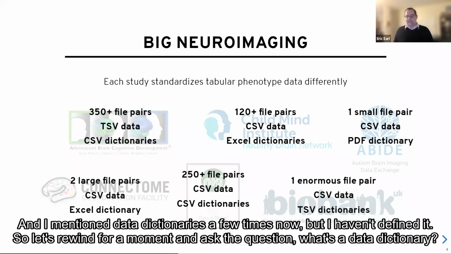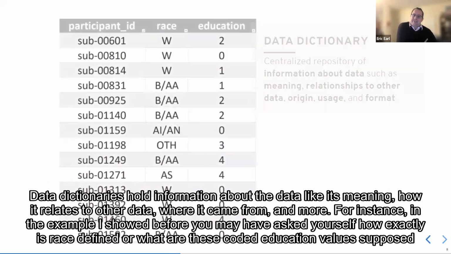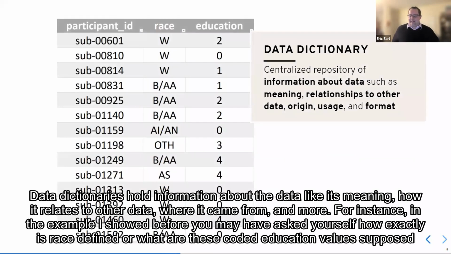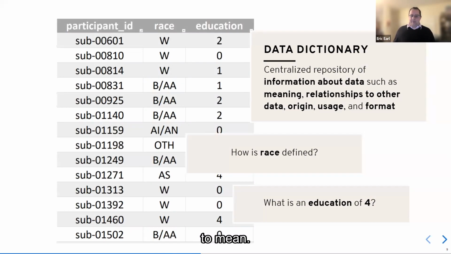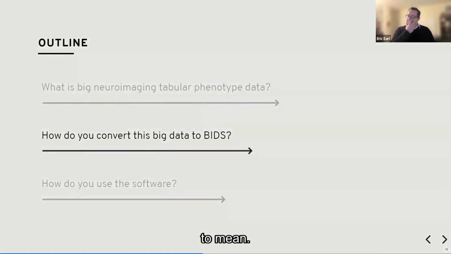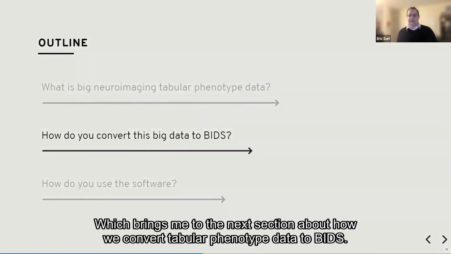And I mentioned data dictionaries a few times now, but I haven't defined it. So let's rewind for a moment to re-ask the question, what's a data dictionary? Data dictionaries hold information about the data, like its meaning, how it relates to other data, where it came from, and more. For instance, in the example I showed before, you may have asked yourself, how exactly is race defined, or what are these coded education values supposed to mean? Which brings me to the next section about how we convert tabular phenotype data to BIDS.